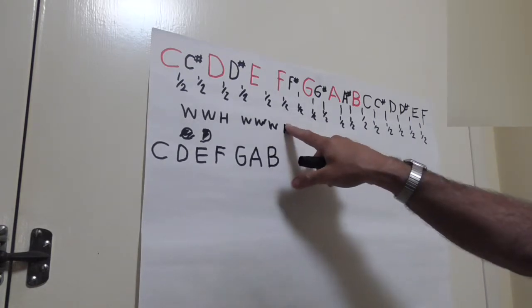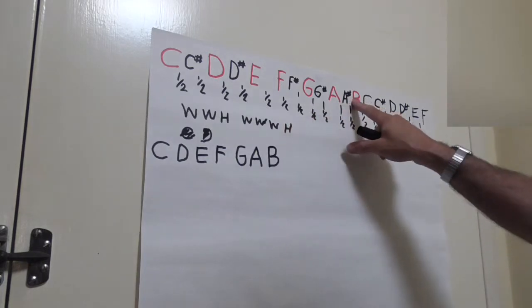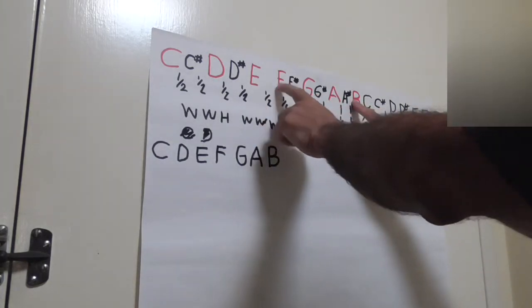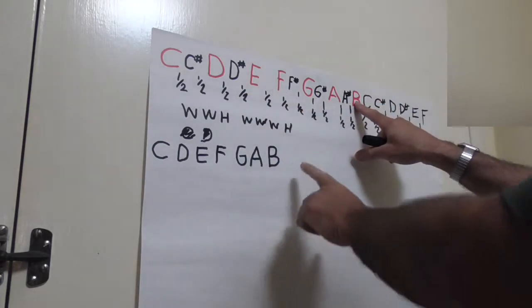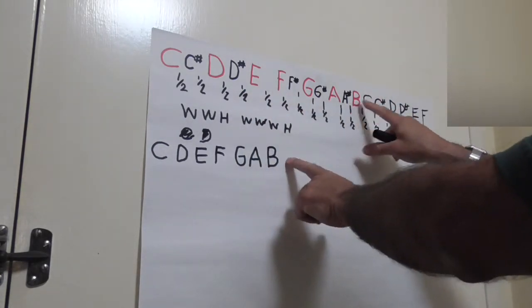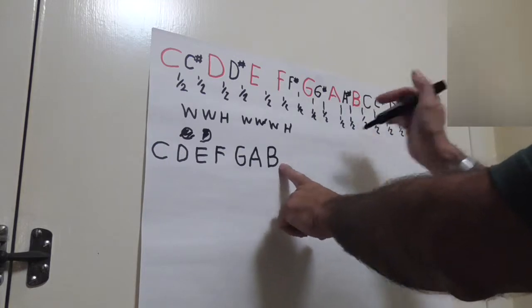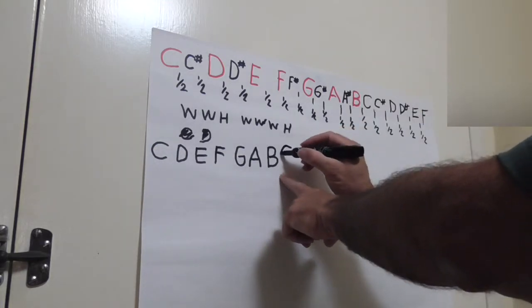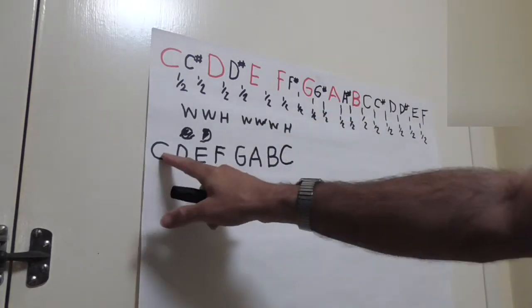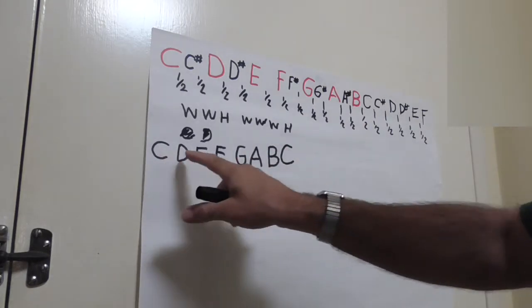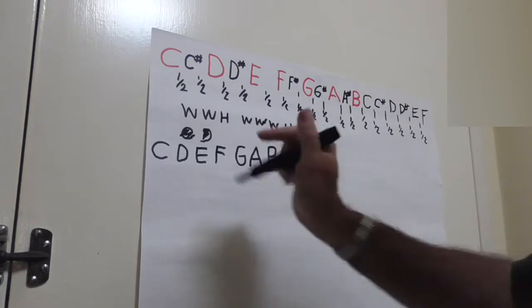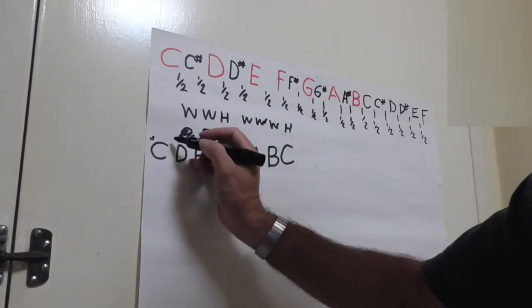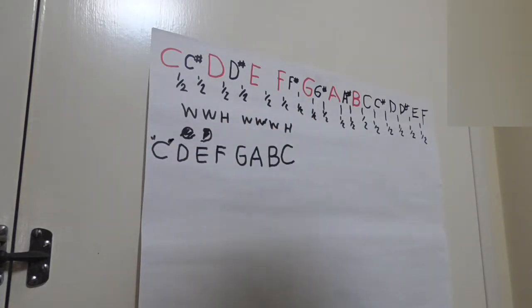And then we have a half step. From B, remember we have no note between B and C. Your half step after a B is a C. And that completes the key, because you've come back to the beginning. C, D, E, F, G, A, B, C. These are the notes that are in the key of C.